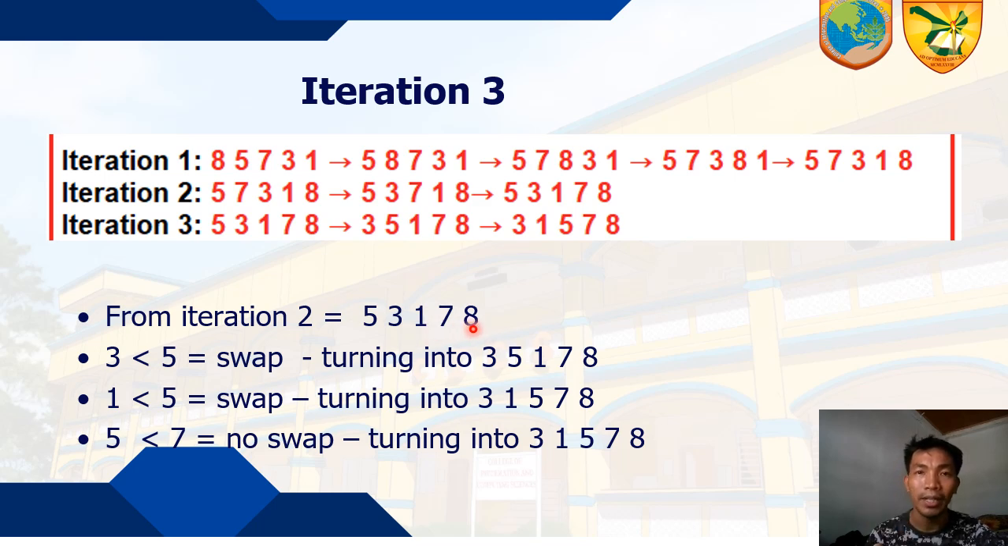So, the third iteration begins from elements 5 and 3. So, 3 is compared with 5. 3 is less than 5, true.